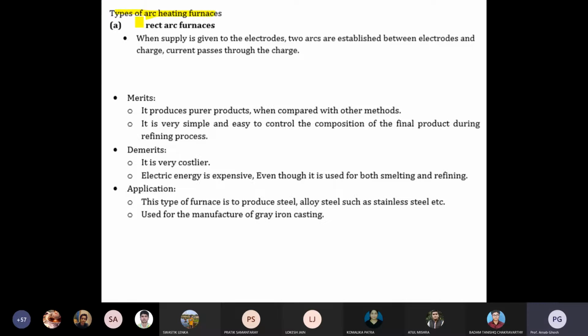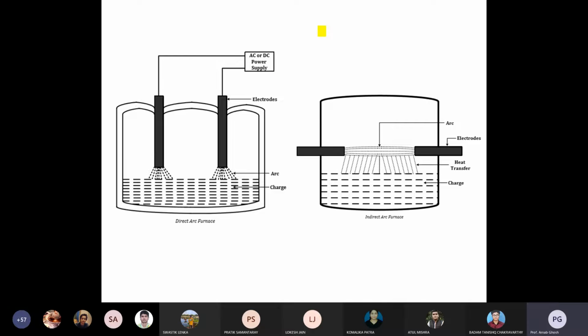Types of arc heating furnace: as you know, direct arc furnaces are there, and another one is indirect arc furnaces. Here you can see the structure of the direct arc furnace. The charge, the material that you are using, is used directly. These two are the electrodes. The arc directly connects with the charge, and an AC or DC power supply is given.